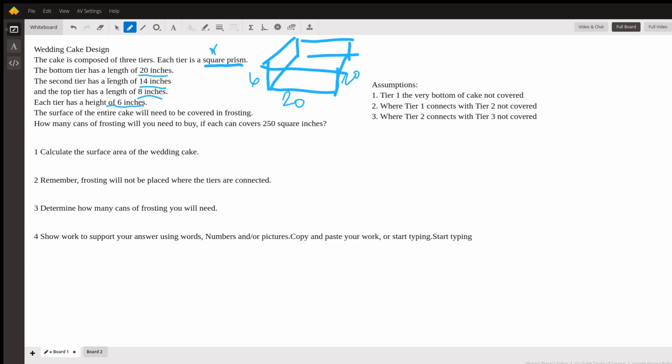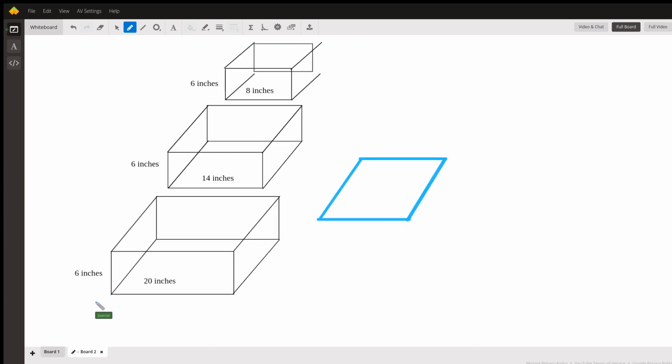Now, the question they're asking, well, first they say the surface area is going to be covered in frosting. And the question is how many cans of frosting do we need if each can covers 250 square inches? So step 1, we're going to calculate the surface area of the wedding cake. I've drawn here the 3 tiers that are described. We have the bottom tier, which is 20 inches by 20 inches by 6, then 14 by 14 by 6, and 8 by 8 by 6.